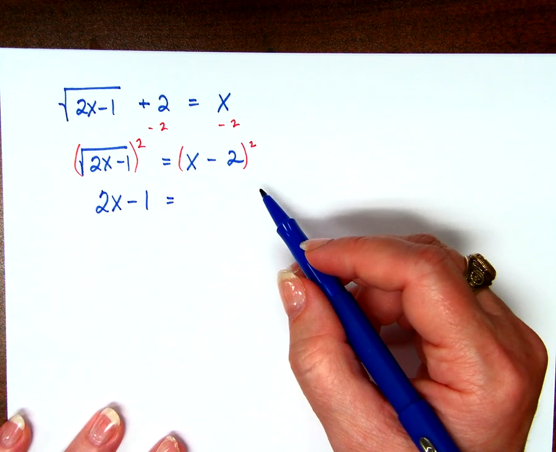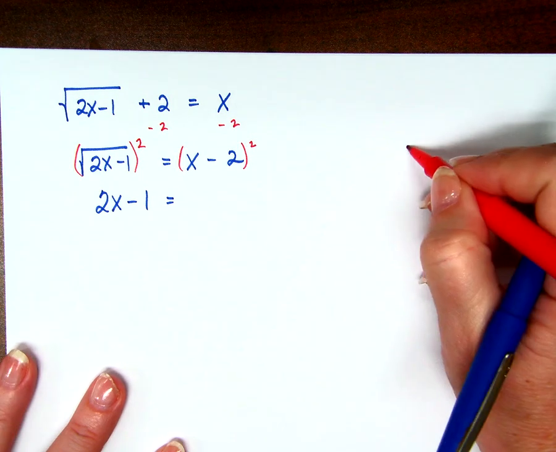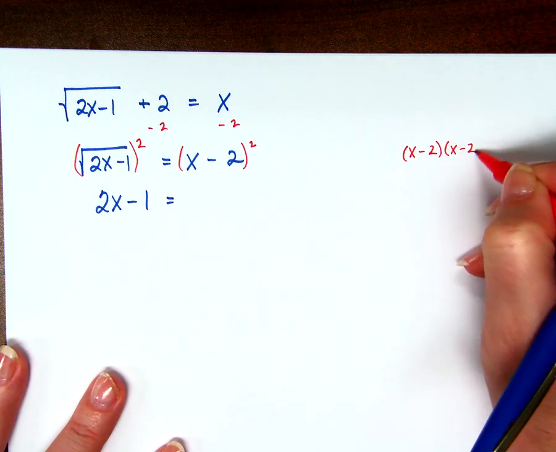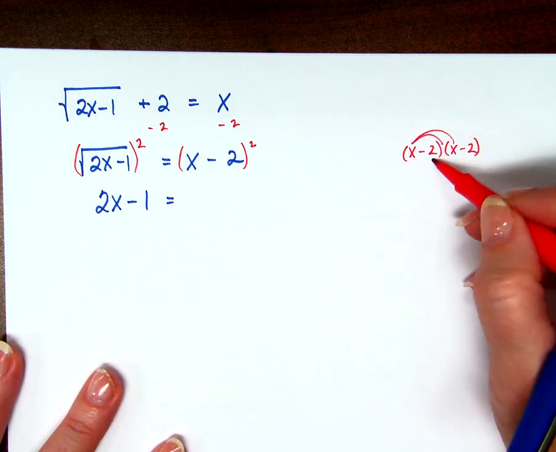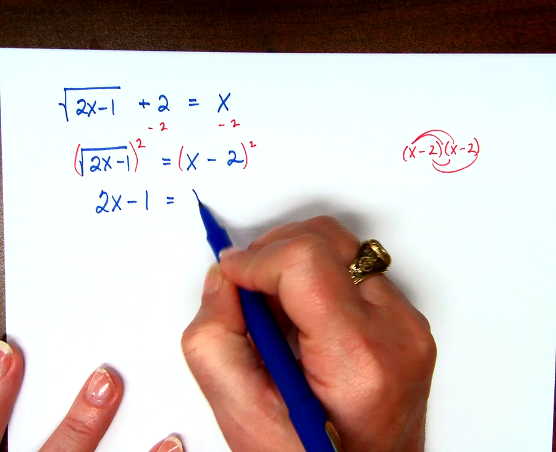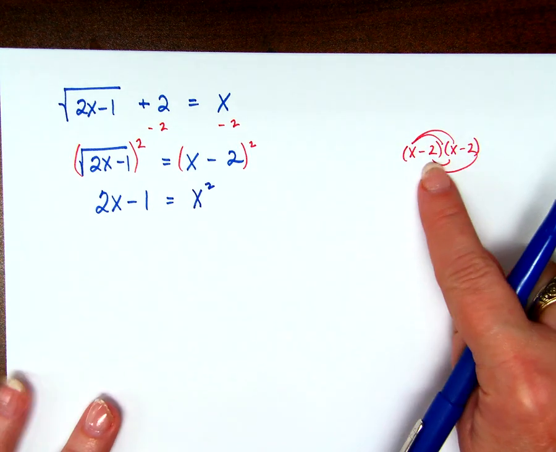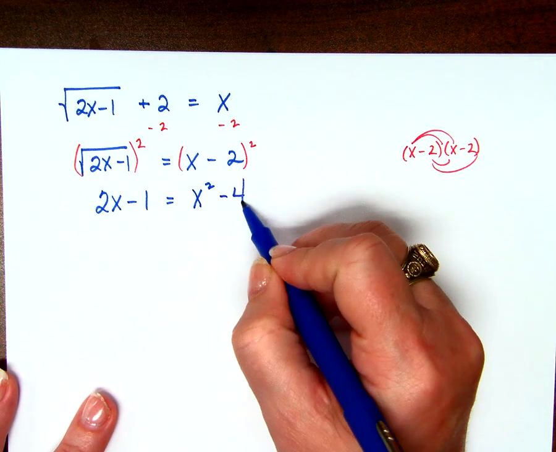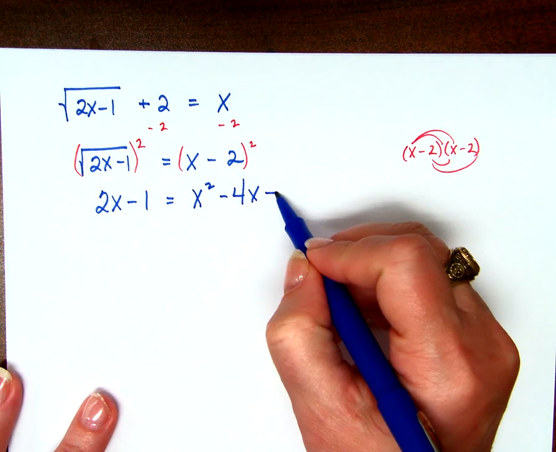That's what I was afraid you would say. Yes. Squaring something is multiplying it by itself. So I have to do this. Remember? x times x is x squared. x times negative 2 is negative 2x. And then negative 2 times x is negative 2x. So that gives me negative 4x. And then negative 2 times negative 2? Positive 4.